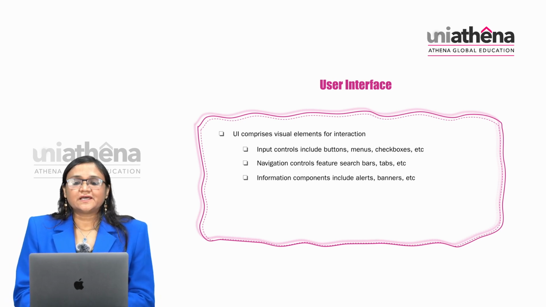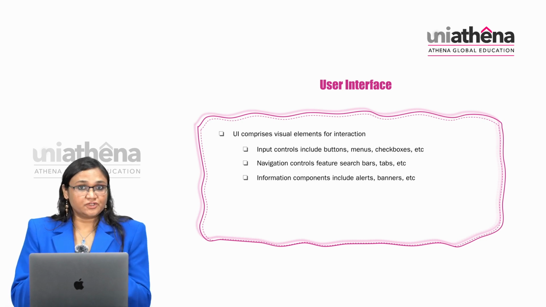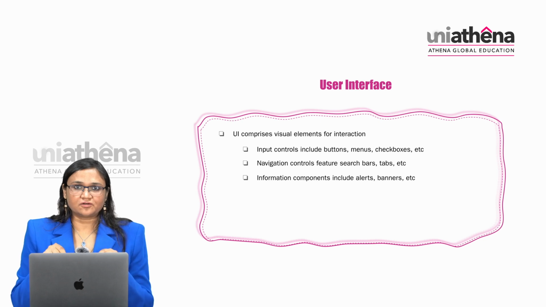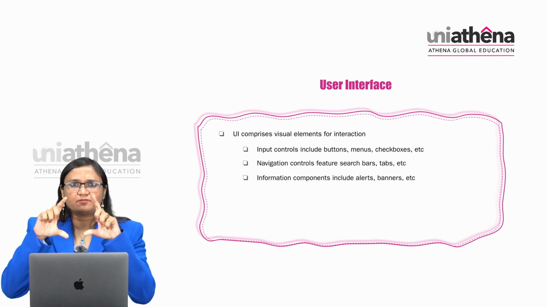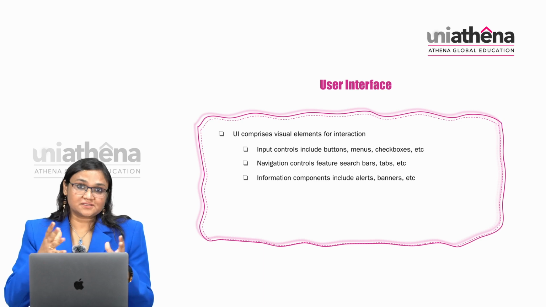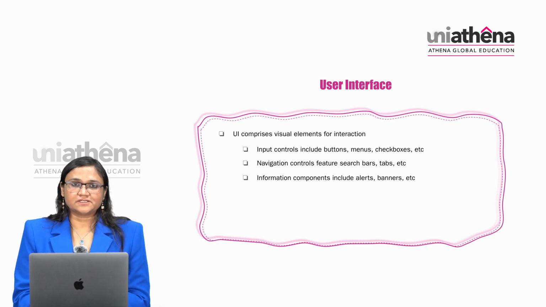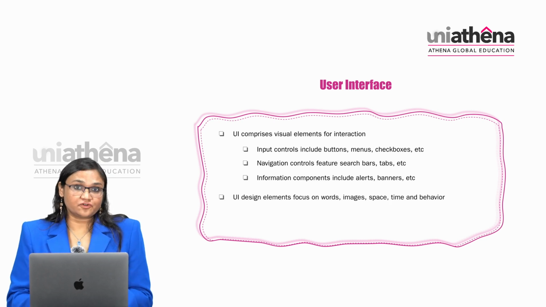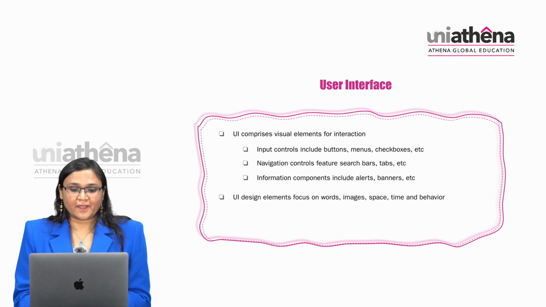Information components like alerts and banners. The moment we are on a website, we do an action, let's say we commit an error, then an alert comes out. Or if there is battery drainage on your computer, a pop-up comes out. Or banners like ad banners. These are all examples of information components. So we have inputs, we have navigation, we have information. These are the three kinds of visual elements that we see in UI.